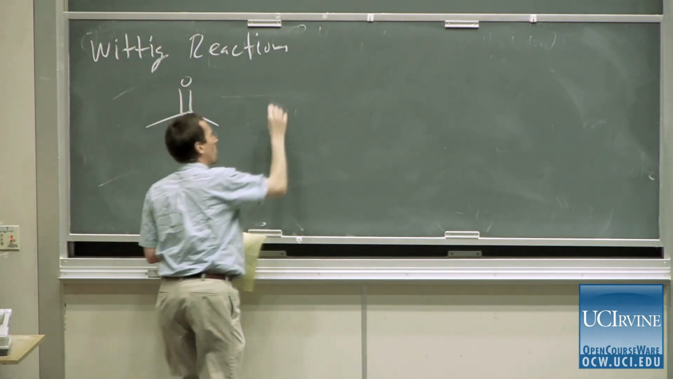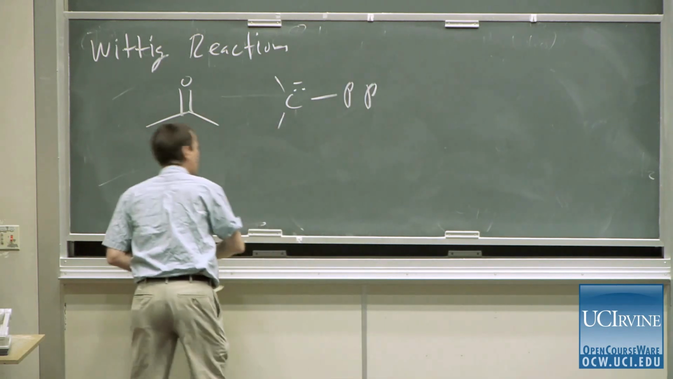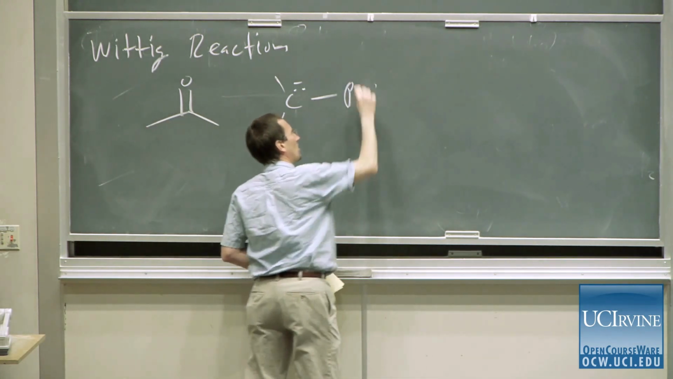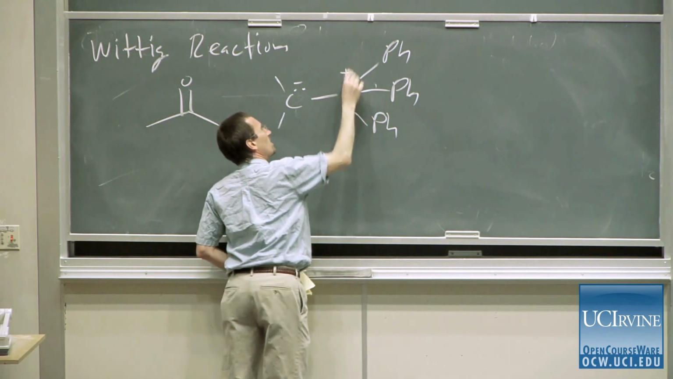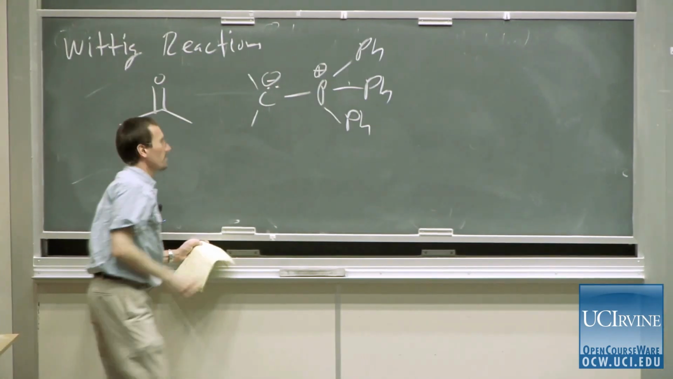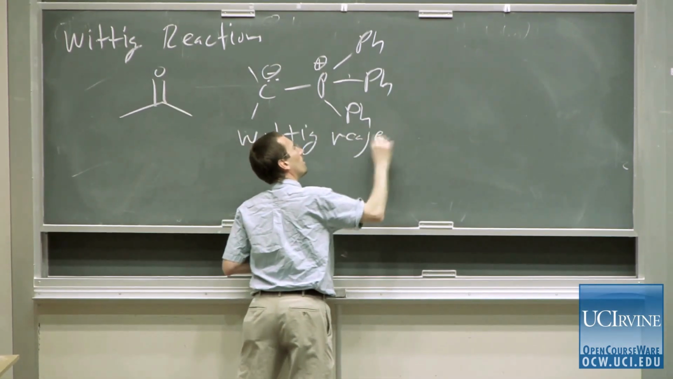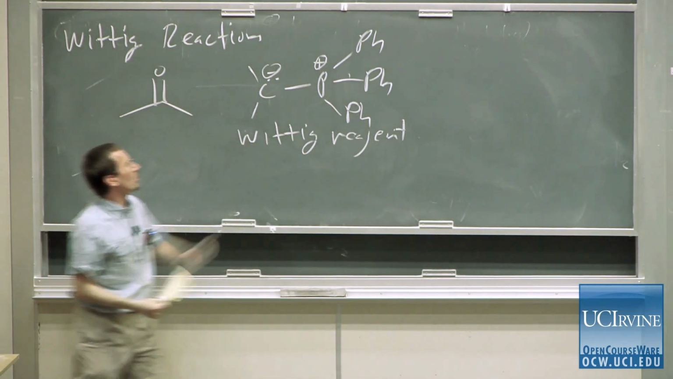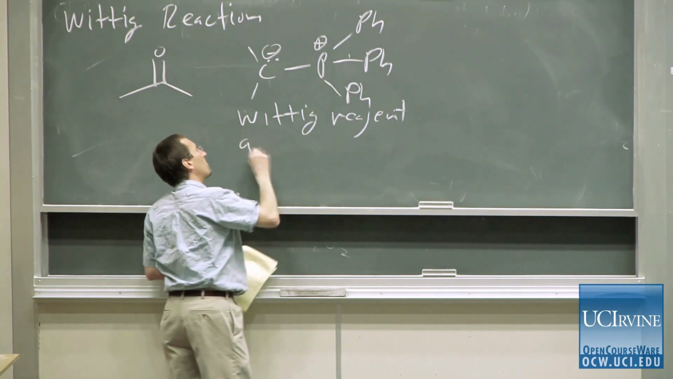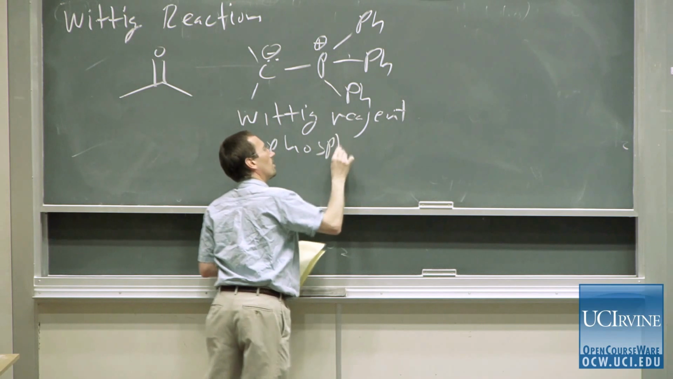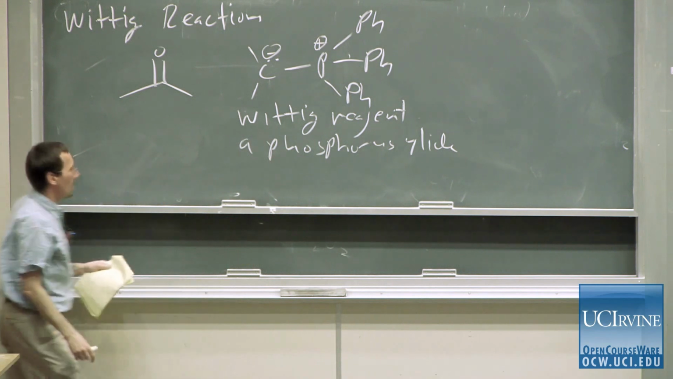So we have a ketone or an aldehyde. We have a carbon nucleophile called an ylide. Now write out the structure. Invariably, it's a phosphorus ylide. An ylide, so this is called a Wittig reagent. An ylide is a species where you have a separated positive and negative charge. And so we call this a phosphorus ylide, because we have the separated positive and negative charge on phosphorus.